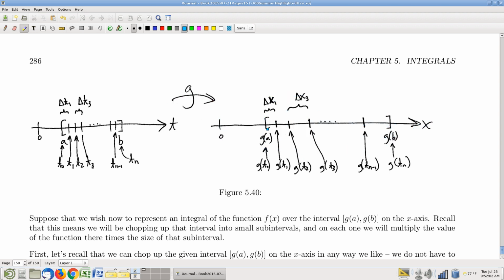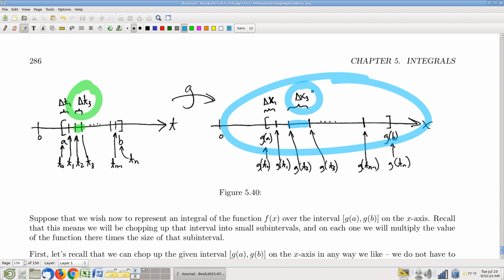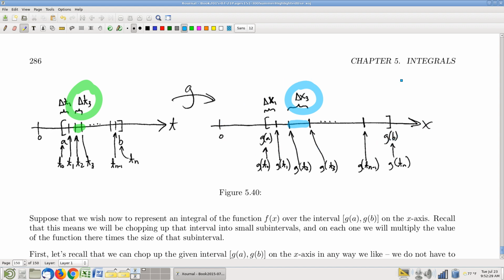All right. Okay, so let's talk about these pieces then. We've got this little piece over here of size delta t, and it has an image, which is a little piece over here of size, I'm going to call it delta x, and I added a subscript of 3 because, well, over here, these delta x's are not all the same size, so I'm calling it delta x sub 3. Okay. And I ask, what is the relationship between these sizes?